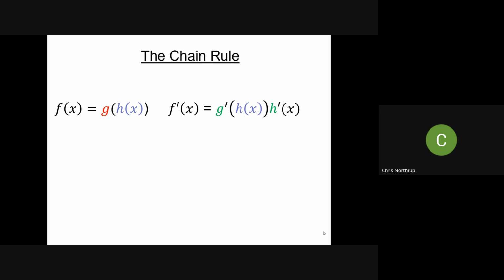The way that we do it is we work our way outside in. We take the derivative of g, so g prime of h of x, times h prime of x, the derivative of the inside. So this is kind of a confusing looking rule. I think it's more understood through some examples and some practice.